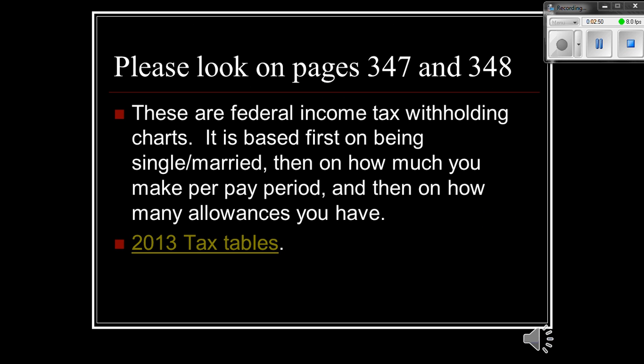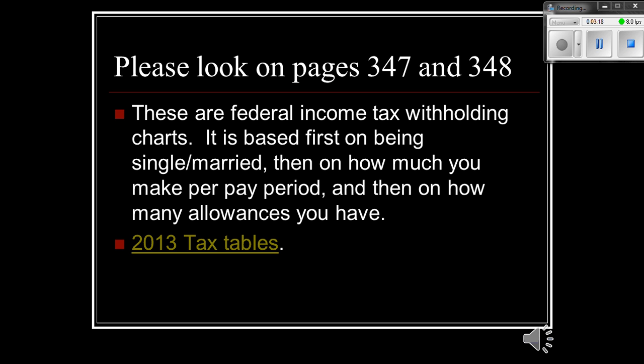So what we need to do is, if you'll go ahead and look at pages 347 and 348 in your textbook, those are the withholding tables for income tax. Now on 347 is the single person. On the next page is the married person. What they simply do is they go down and find the amount they make per paycheck, per pay period, and then slide over to the number of allowances. So let's take an example.